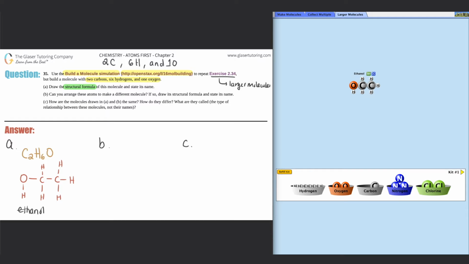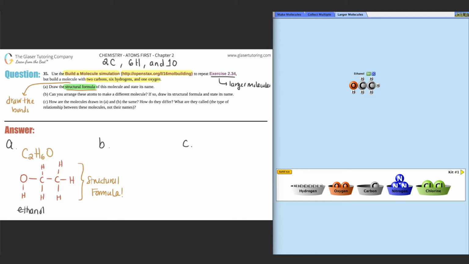Now, I just want to be clear here that the structural formula is the one that they're talking about when you draw the bonds. So this formula right here would specifically be the structural formula.